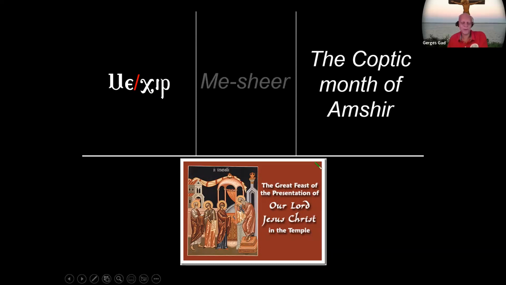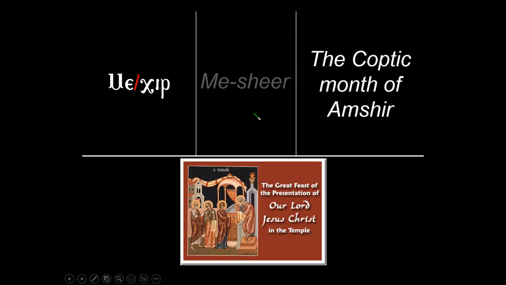Mishi, yeah, it's close to it, right. Mishir, actually, this is the Coptic month. You know, the Coptic calendar has months, just like the Julian calendar has months. So we have Tud, Baba, Hatur, Mishir. That's the fourth month. In Arabic, it's pronounced Amshir, but the correct Coptic pronunciation is Mishir. Thank you, Nina.